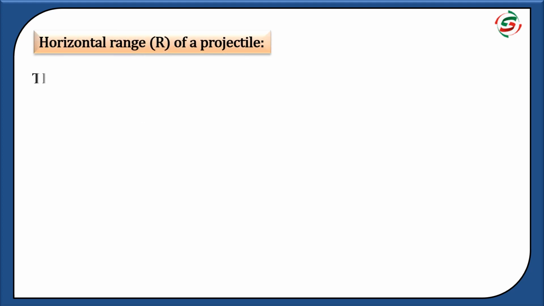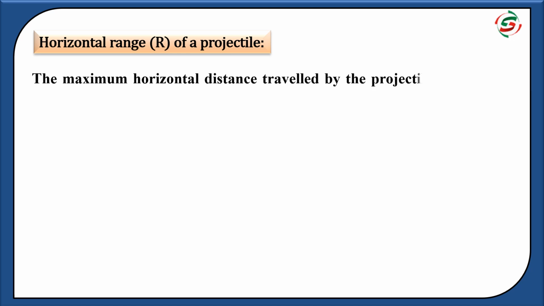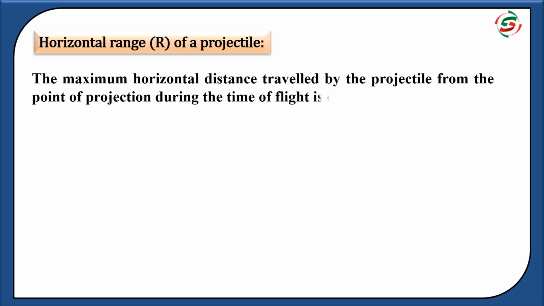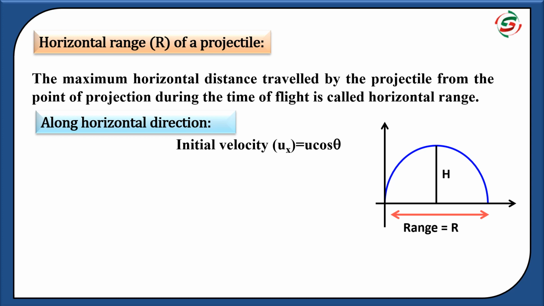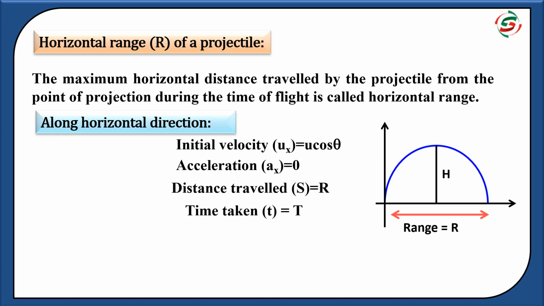Horizontal range R of a projectile. The maximum horizontal distance traveled by the projectile from the point of projection during the time of flight is called horizontal range. This is the horizontal range R, and this is the maximum height attained, capital H. Along the horizontal direction, initial velocity ux is equal to u cos theta, acceleration ax is equal to 0, distance traveled s is equal to capital R, and time taken small t is equal to capital T.